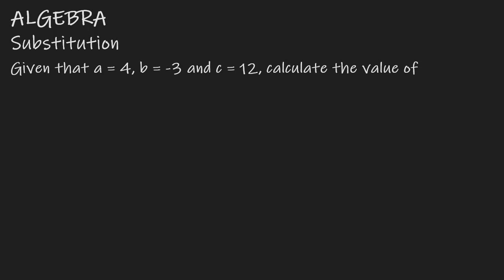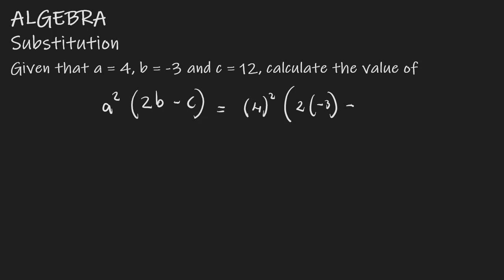In this substitution example, given that a is equal to 4, b is equal to -3, and c is equal to 12, calculate the value of a squared times 2b minus c. My first step is to substitute the numbers for the algebraic symbols in the algebraic expression. So, a squared, which is 4 squared, times 2b, which is 2 times -3, minus c, which is minus 12.